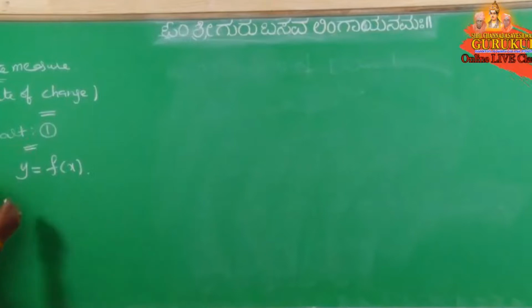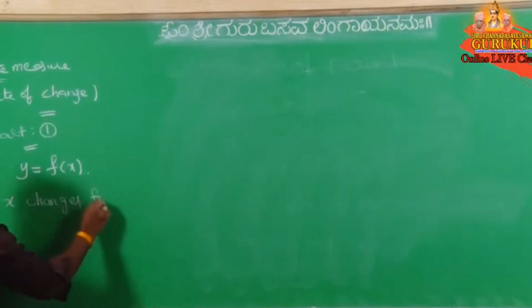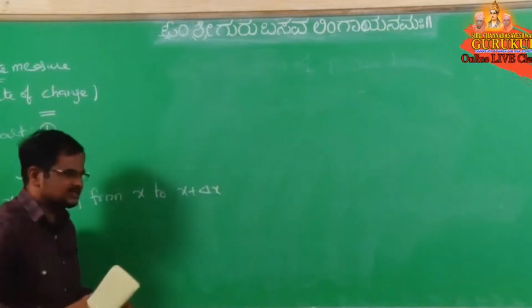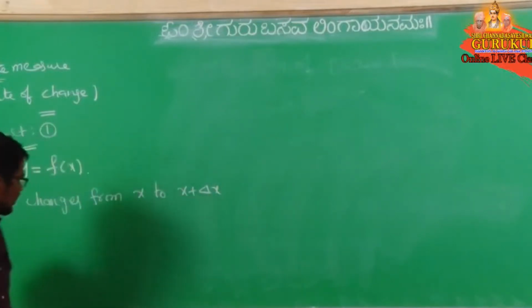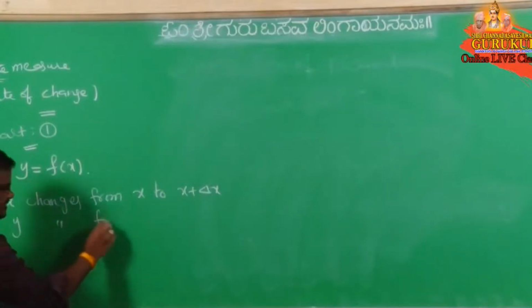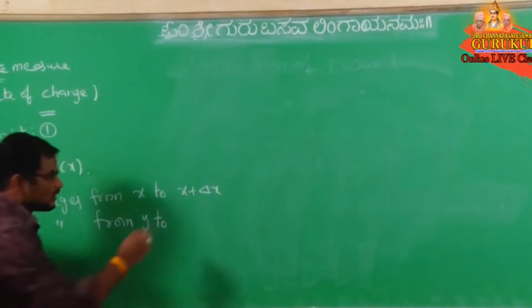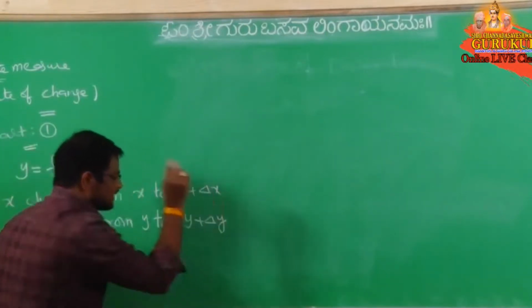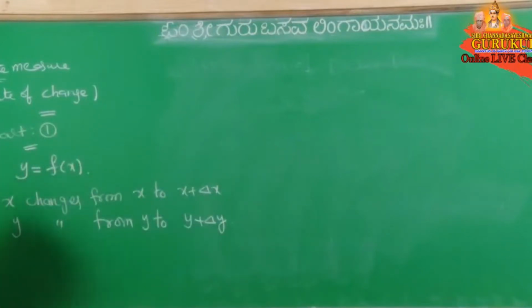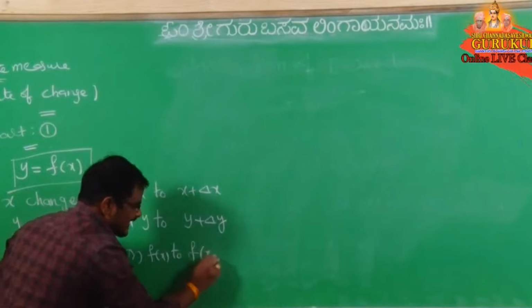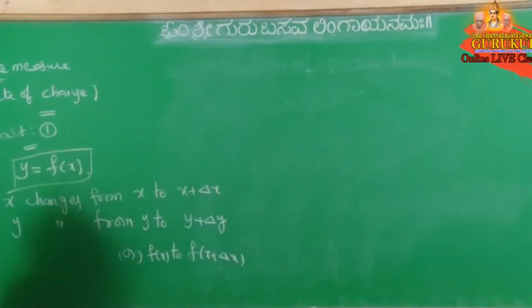Now if x changes from x to x plus delta x, this is some change. Corresponding y also changes from where to where? y to y plus delta y. Or here you take y equal to f of x, you can write f of x to f of x plus delta x.